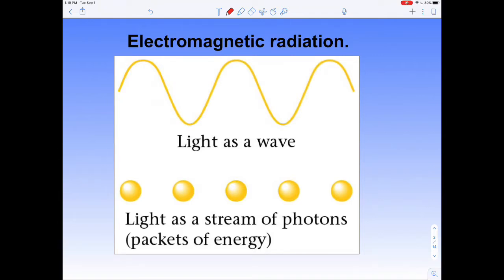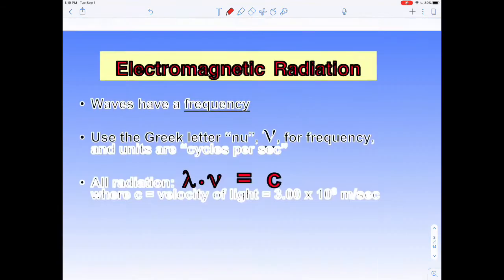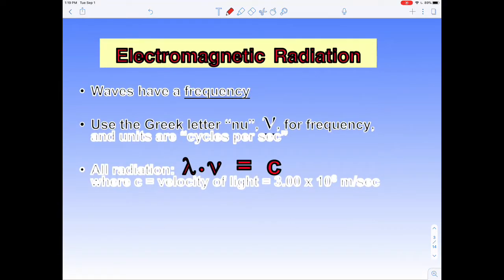Before we can talk about light, we're going to talk about electromagnetic radiation. First we'll discuss light as an electromagnetic wave. Electromagnetic radiation or waves have a frequency. We use this Greek symbol, which looks like a V, for frequency, and this funny looking Greek symbol for wavelength.